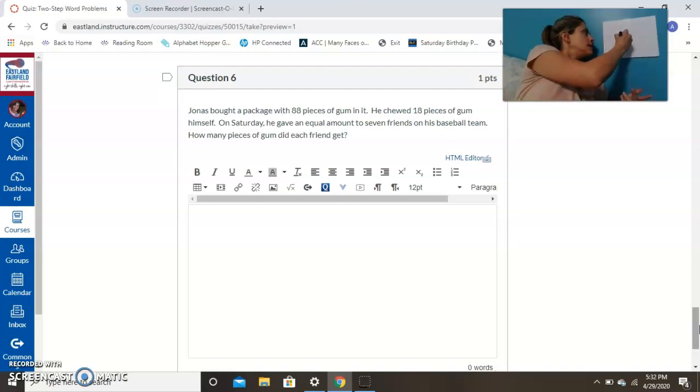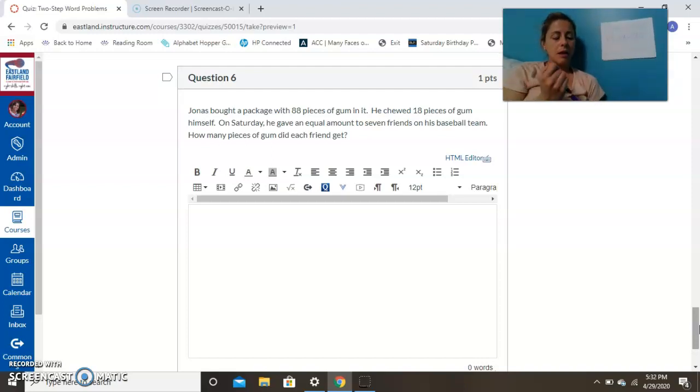Okay, so he chewed 18 pieces. We need to take that away from the 88 before he starts splitting things up amongst his friends, because he's not going to give the chewed pieces to his friends. So 88 minus 18 is 70.